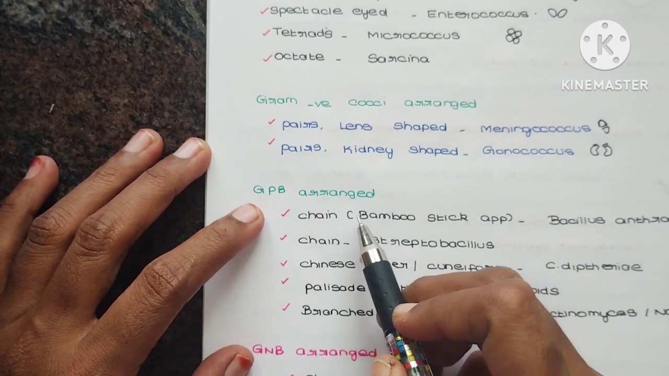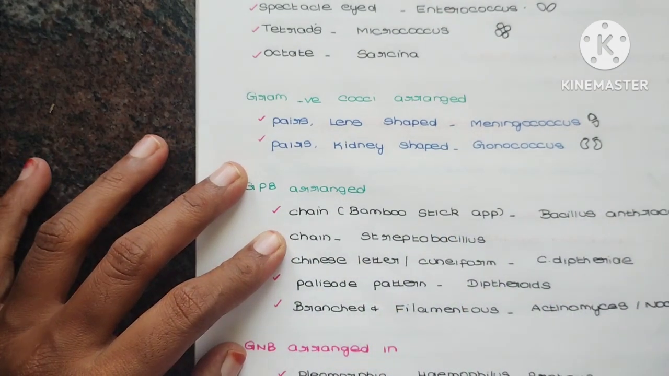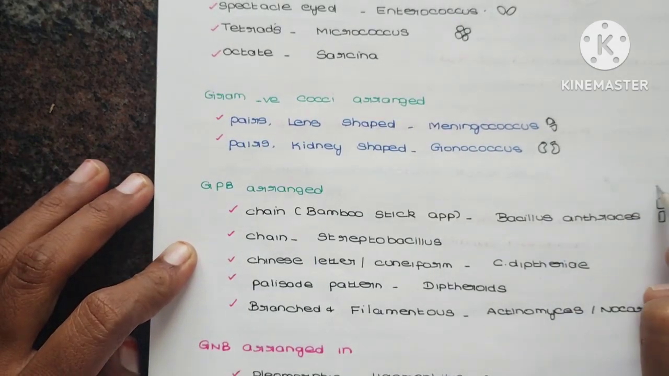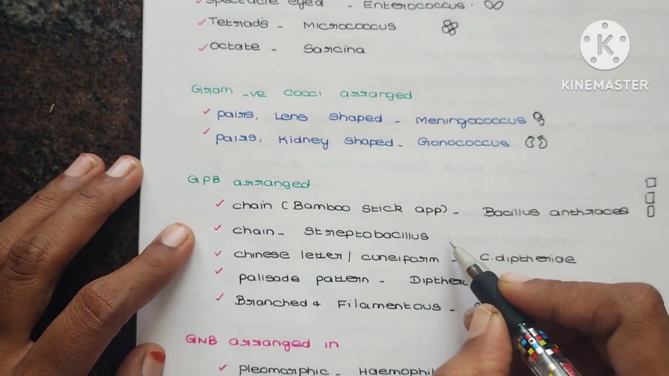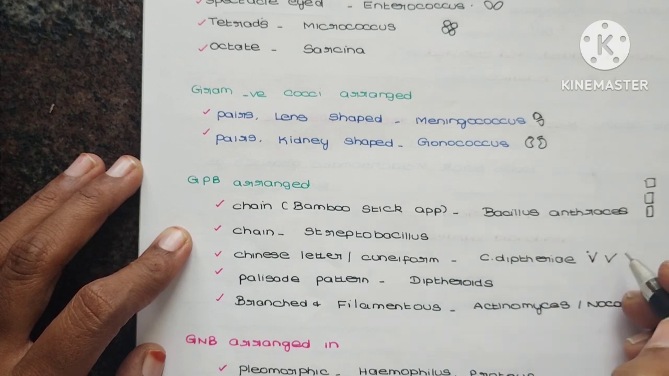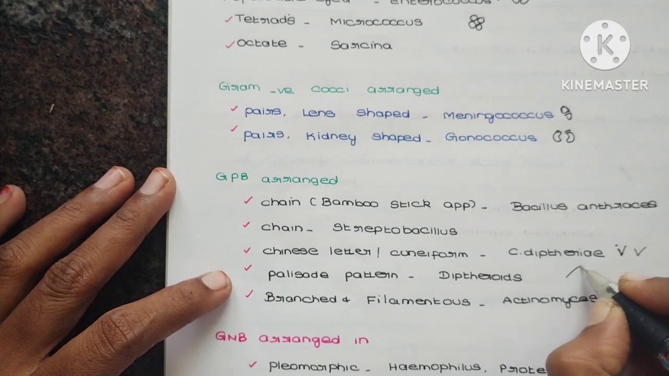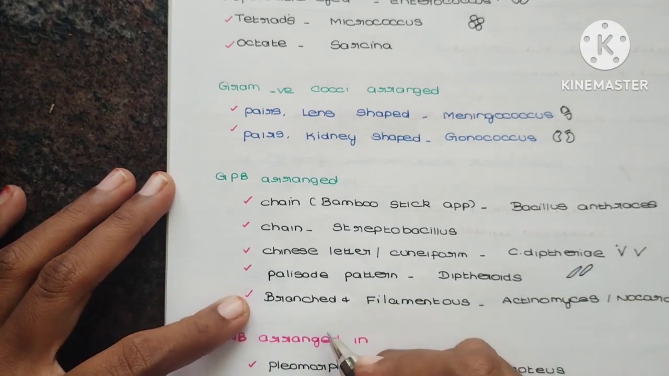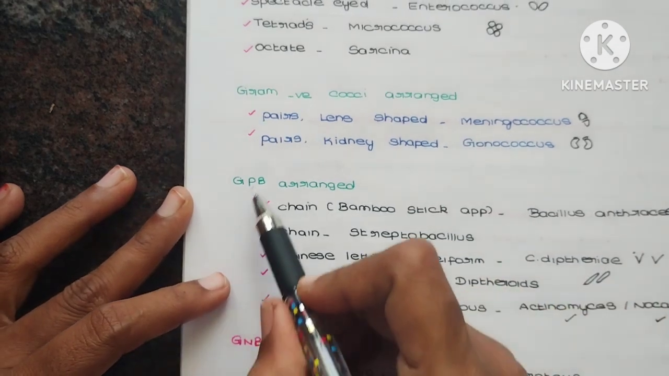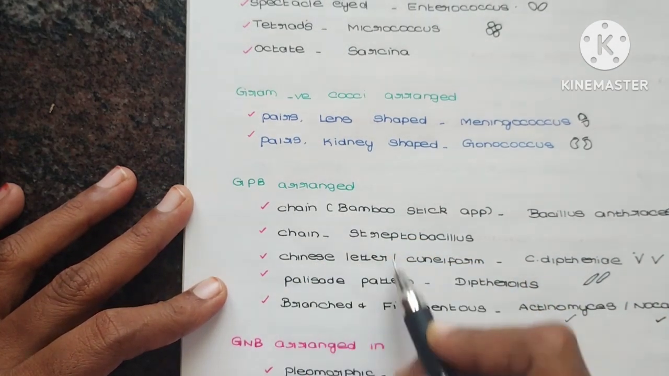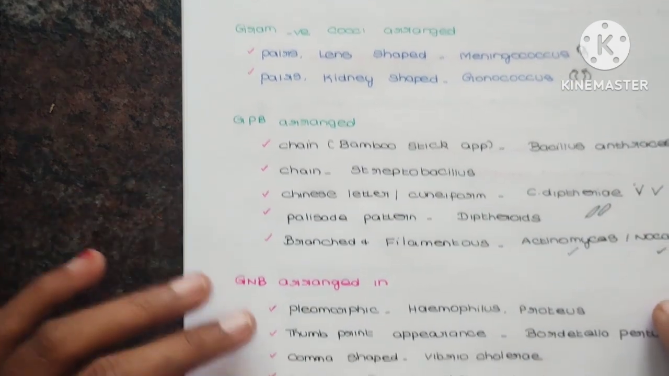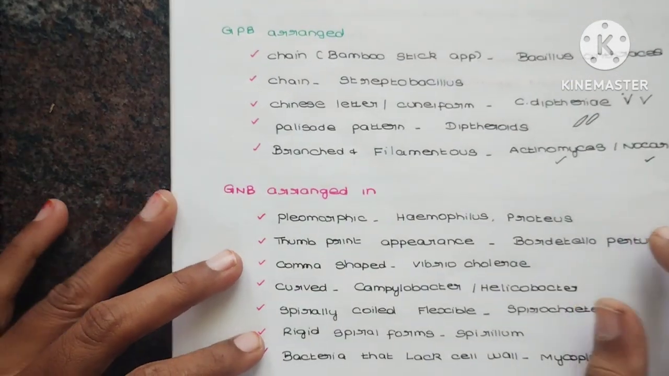So coming to gram-positive bacilli, which is arranged in a bamboo stick appearance like this, it is Bacillus anthracis, and if it is a chain, it is Streptobacillus. And the Chinese letter arrangement is in Corynebacterium diphtheriae, and palisade pattern is like this. That is in diphtheroids, and branched and filamentous is in Actinomyces and Nocardia. So if it is a gram-positive bacilli and you come across these points, you can make out the organism.